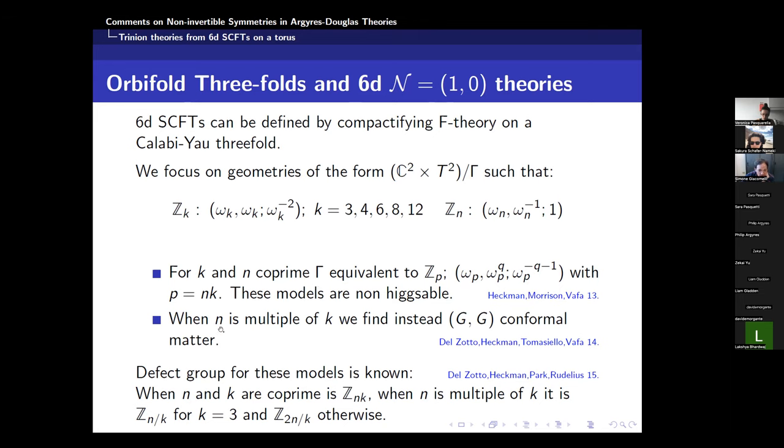Another important class is when N is a multiple of K. In this case, instead, we get G, G conformal matter. The group G is E8 for K equal 12, E7 for K equal 8, E6 for K equal 3 and 6, and for K equal 4, it's SO(8).